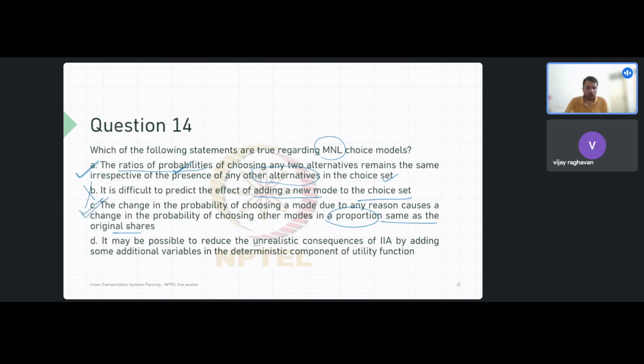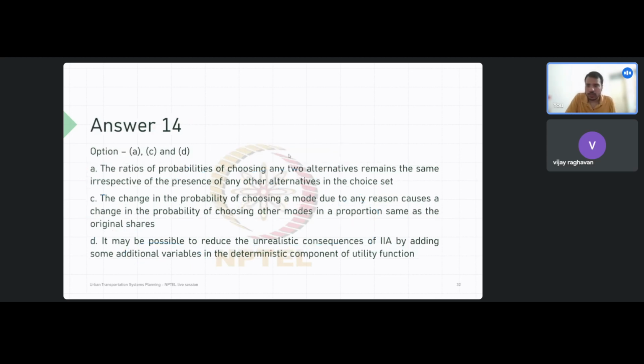It may be possible to reduce unrealistic consequences of IIA by adding some additional variables. Yeah. Since we have the effect of IIA in our model, by adding some additional parameters, we can reduce the effect. So D is correct. So A, C, and D are true. Option A: the ratio of probability of choosing any two alternatives remains the same. A change in probability due to any reason causes a change in the same proportion in the other modes, and unrealistic consequences we can reduce by adding additional variables. A, C, and D.